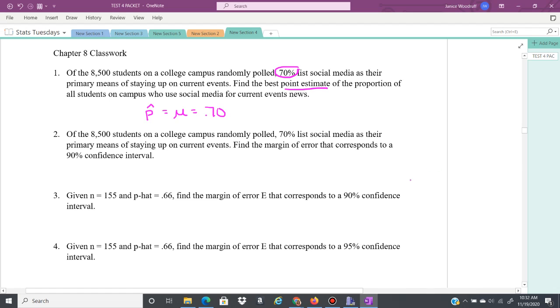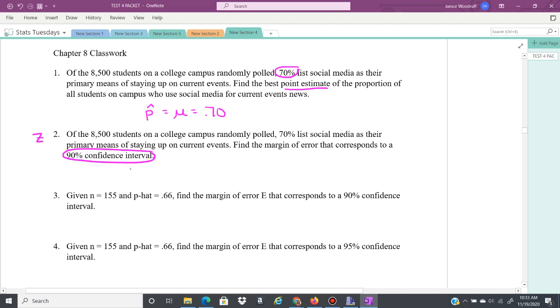Okay, then we have, of the 8,500 students on a college campus randomly polled, 70% list social media as their primary means of staying up on current events. Find the margin of error that corresponds to a 90% confidence interval. So the first thing we want to do is find the z-score that is associated with a 90% confidence interval. First of all, this is a proportion problem because you're given a percentage. So this will be a z problem.